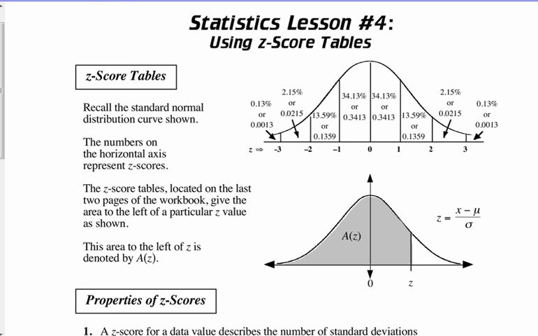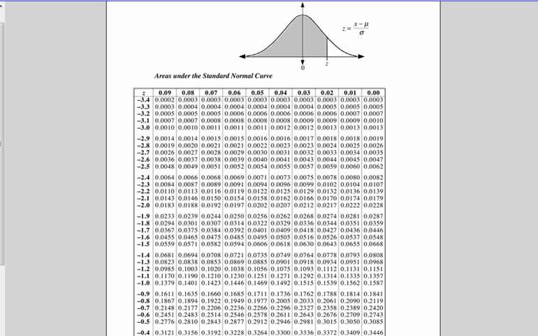Lesson 3 or 4, using Z-score tables. For this lesson, you will need to have the Z-score tables handy. The Z-score tables look like this. They are in your workbook. I believe they are at the very end of your workbook, but you should also get a handout in class. I'll also put one on the website, so you could just download it from the website if you need to print one off at home.